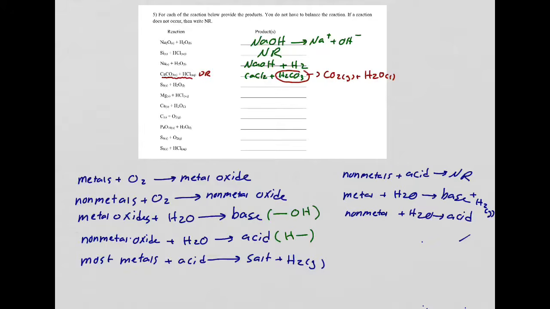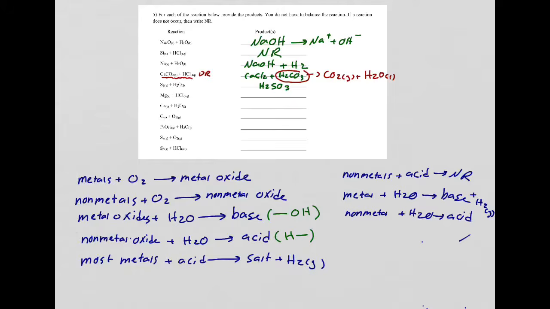Okay. Now, I have S8 plus H2O. What happens if you have a non-metal and water? Non-metal plus water, you get an acid. Now the acid that you get in this case is going to be H2SO3.